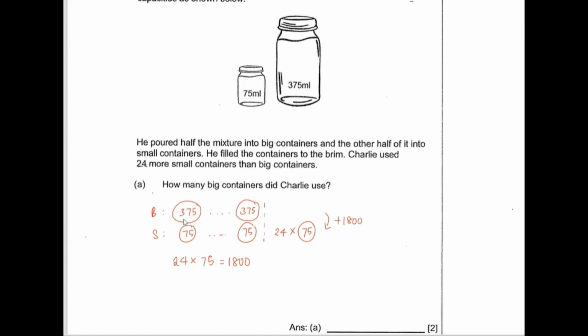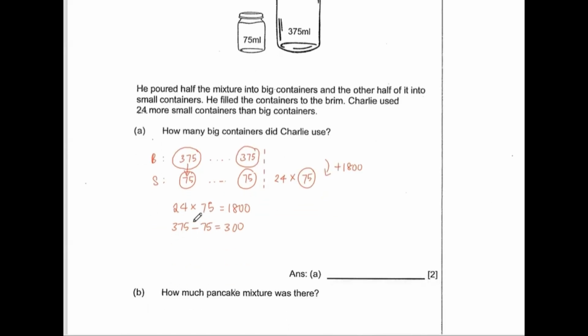Now, every bottle has a decrease of 300. So how many bottles are there? Remember I said the decrease has to be 1800. So if every bottle is a decrease of 300, then the number of bottles will be 1800 divided by 300, which is 6. So there's actually 6 times of this. How many big containers? 6 big containers.